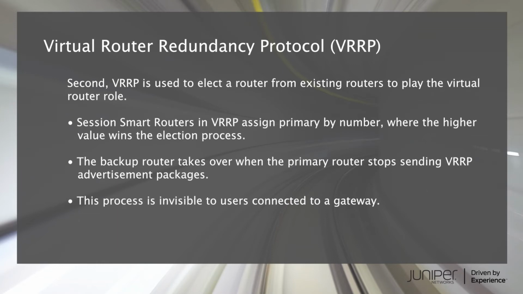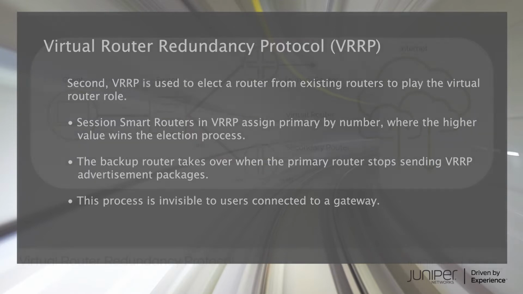Second, VRRP is used to elect a router from the existing participating routers to play the primary or virtual router role. Session Smart routers in VRRP use a numeric value to assign the primary, where the higher number wins. This router acts as the primary and forwards traffic as the virtual router. Router 2 only takes over when the primary goes down, when those VRRP advertisement packets are not received. The transition is invisible to users connected to the gateway.